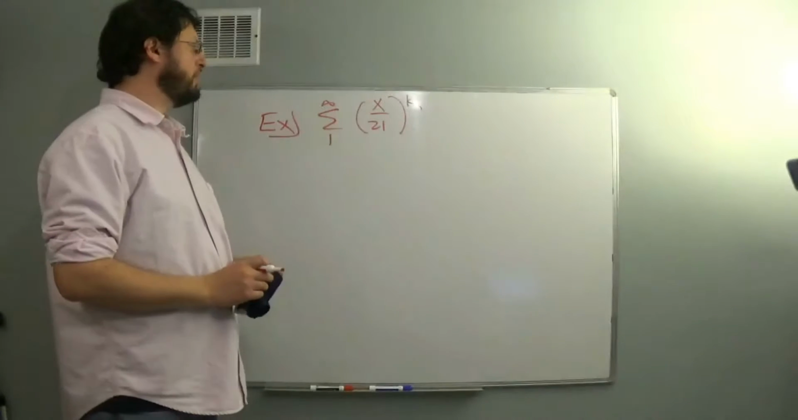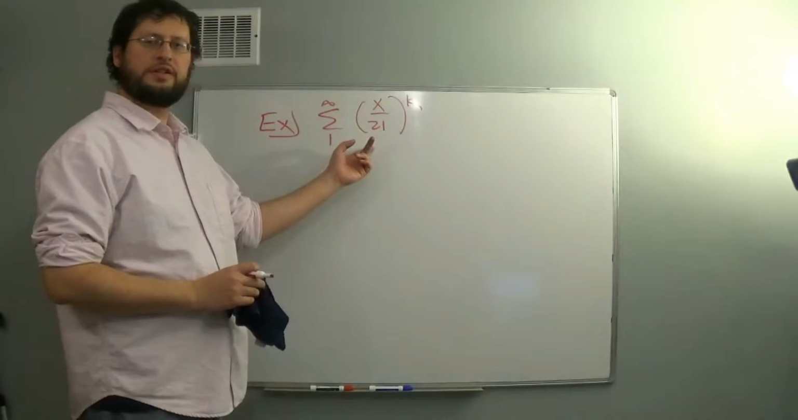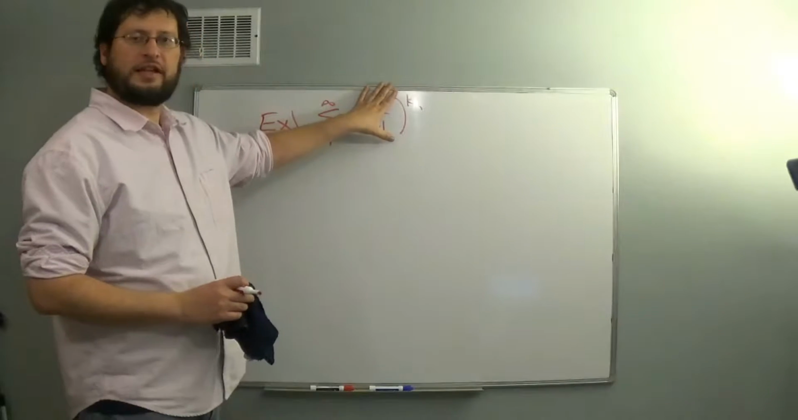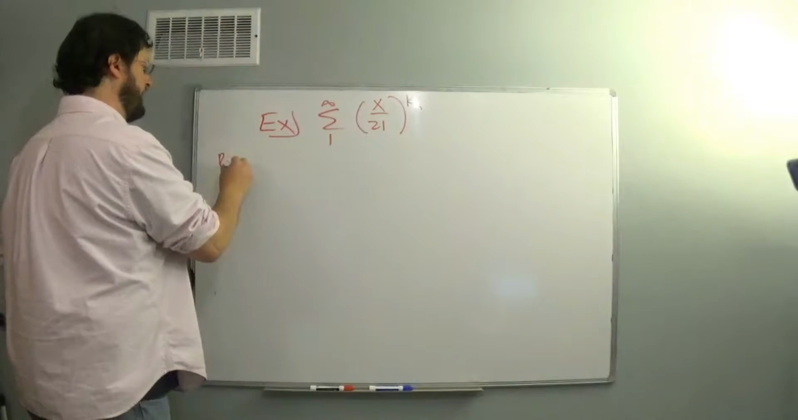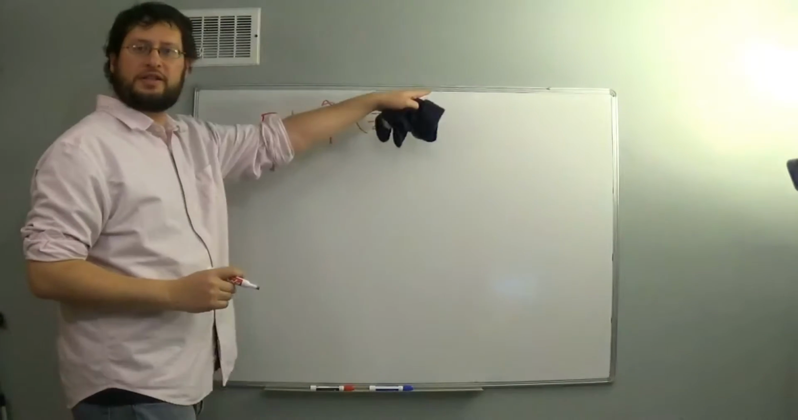Let's find the interval and the radius of convergence for the given series. Remember that if I can write this as something to the k, then the easiest way to proceed is to use the root test. And that's what we have here. Something raised to the k.